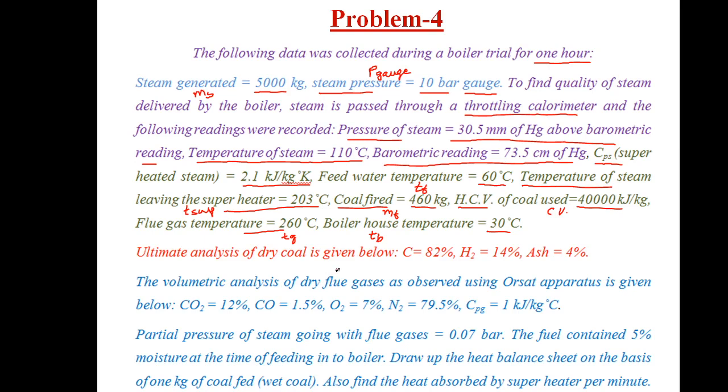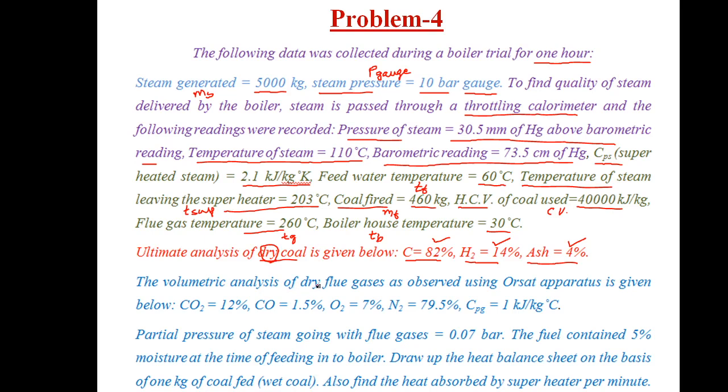After that, the ultimate analysis of dry coal. When the coal is dry, analysis is made. The carbon percentage by mass is 82%, hydrogen is 14% and ash is 4%. So when the coal was dry, the analysis shows that 82% is carbon, 14% is hydrogen, and 4% is ash. So here dry coal plays a very important role.